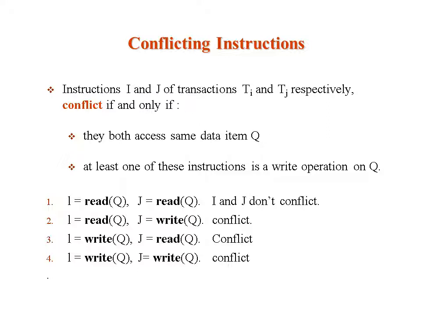Let's say I is read Q, j is read Q. So of course the read operation is there for both instructions. So I and j don't conflict. If it is a combination of read write, write read, write write, then they are conflicting instructions. So one of these instructions is a write operation on Q. So read write, write read and write write combinations are the conflicting instructions.